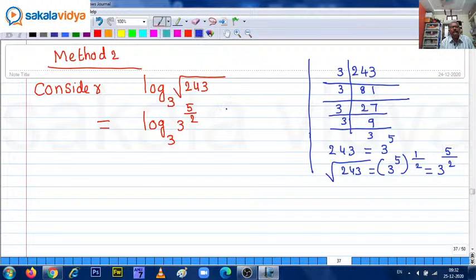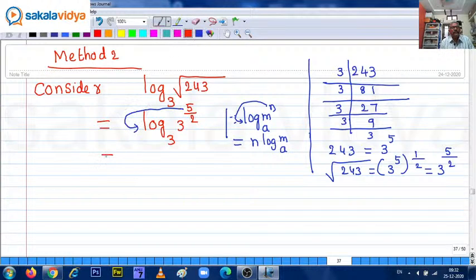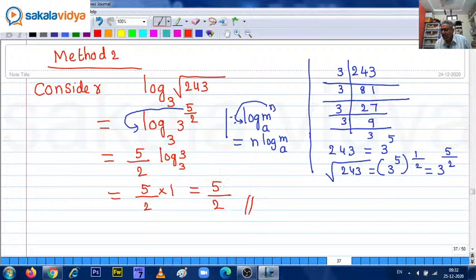We have the formula. Log m to the power of n to the base a. We have studied the power rule, n times, so n into log m to the base a. We can write this as 5 by 2 times log 3 base 3. Log 3 base 3 is 1. So 5 by 2 into 1. So the answer is 5 by 2. I hope you have understood these methods now.